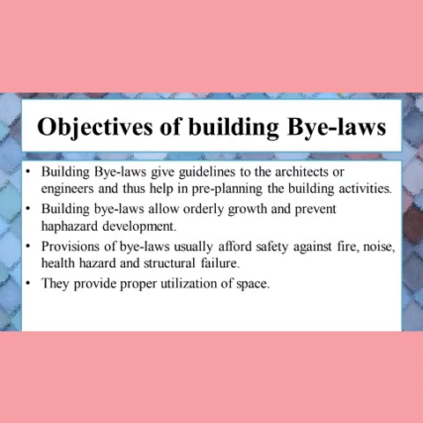These are the first objective. Building bylaws give guidelines. They give guidelines by the rules. They give guidelines to the architect and engineer. Building bylaws allow orderly growth and prevent hazardous development.